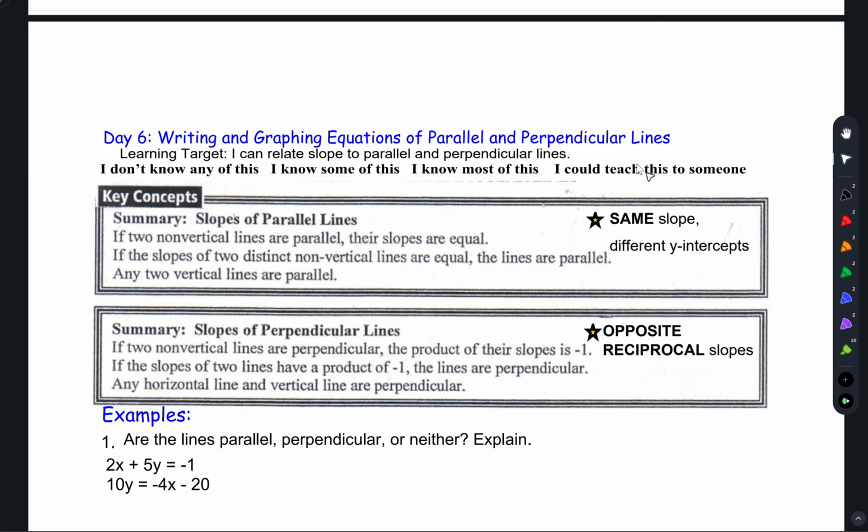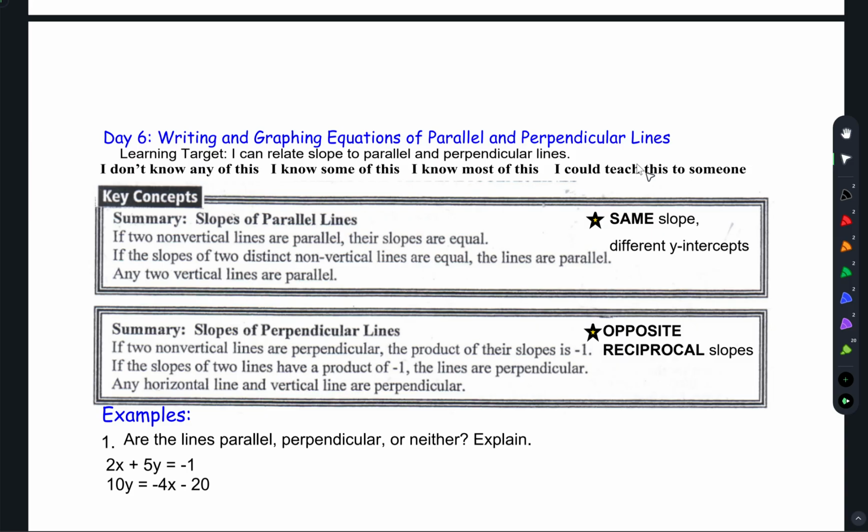The same thing that we did yesterday, where we're writing and graphing equations of lines. Today, we're specifically going to talk about parallel and perpendicular lines. So we've probably seen these things before. We know what a parallel and a perpendicular line look like. Let's just talk specifics really fast.